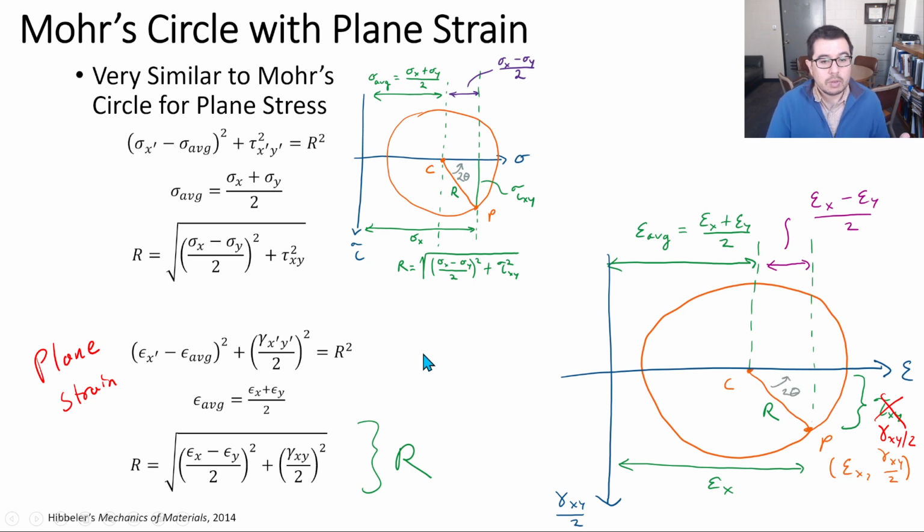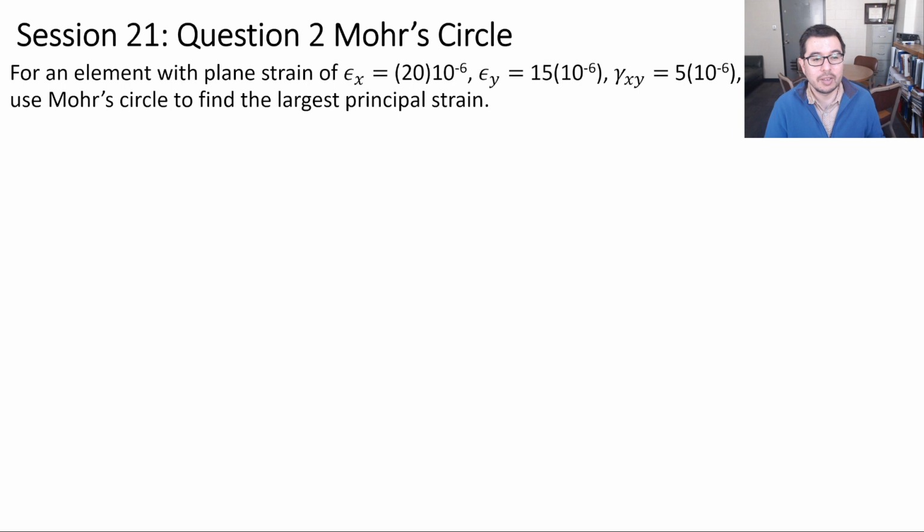So there's not really much more to say at this point, but to do some examples and problems. And so I'm going to actually just throw it right at you to go ahead and work on one question where we have an element with plane strain as specified here. Okay, so use Mohr's circle to find the largest principal strain. And then another question where we're going to look at figuring out the absolute max shear strain, okay, using Mohr's circle. So that's the opportunity that you have, and that concludes this part.